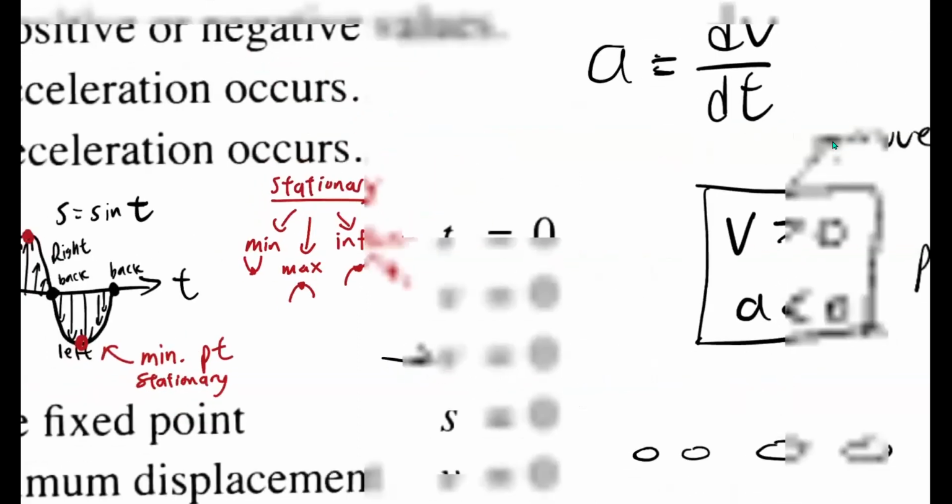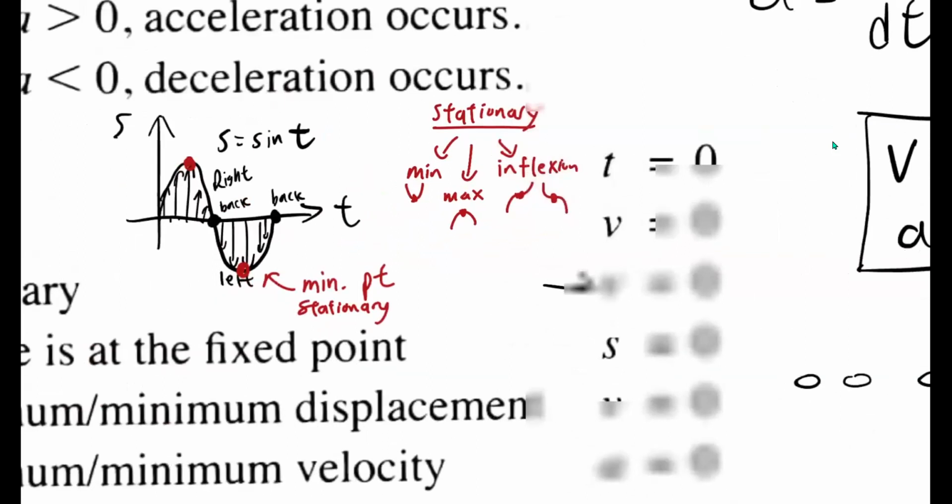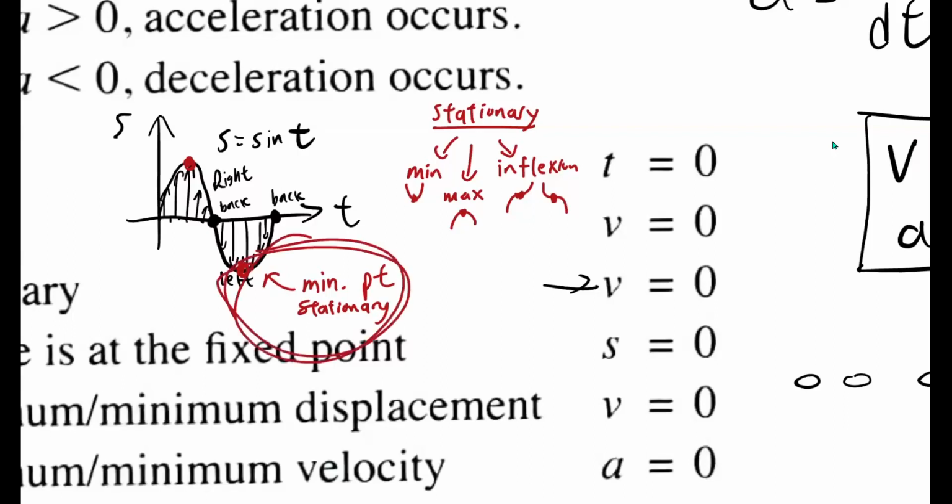But here, if we pay attention to this S graph, the displacement graph, let's focus on this one. This is a minimum point. So how do we find the minimum point? That star, right? So what do you do as your first step? You differentiate. Differentiate what?